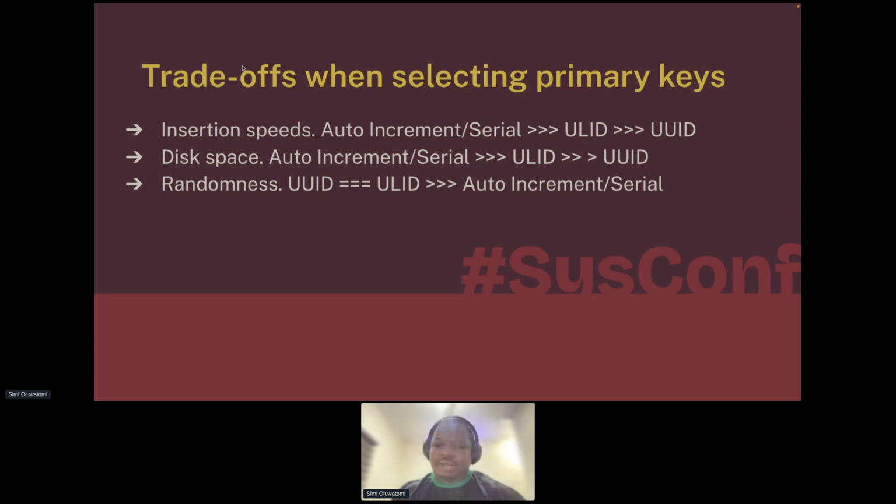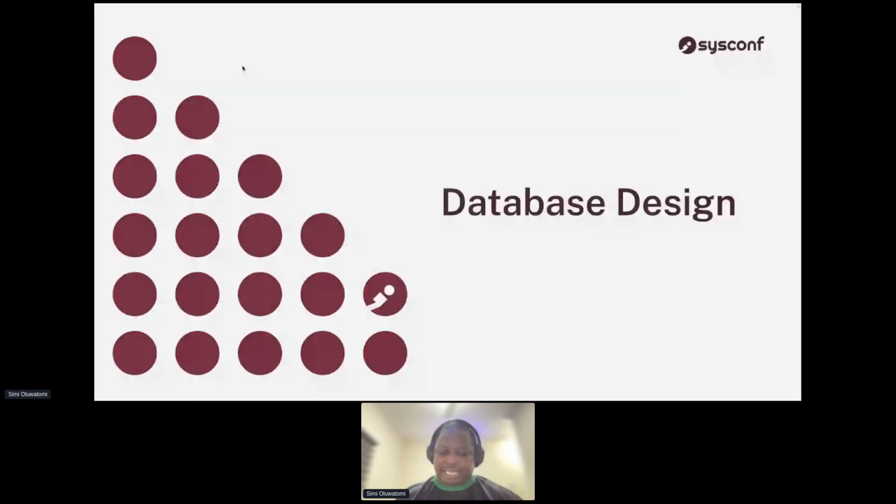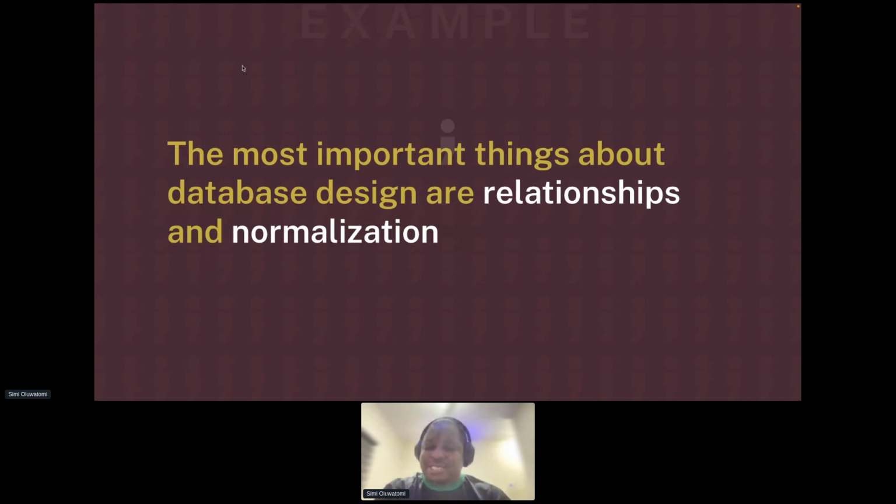Now let us talk about database design. The most important thing about database design are relationships and normalization. Every other thing about database design is secondary to these two principles. So let us look at relationships.